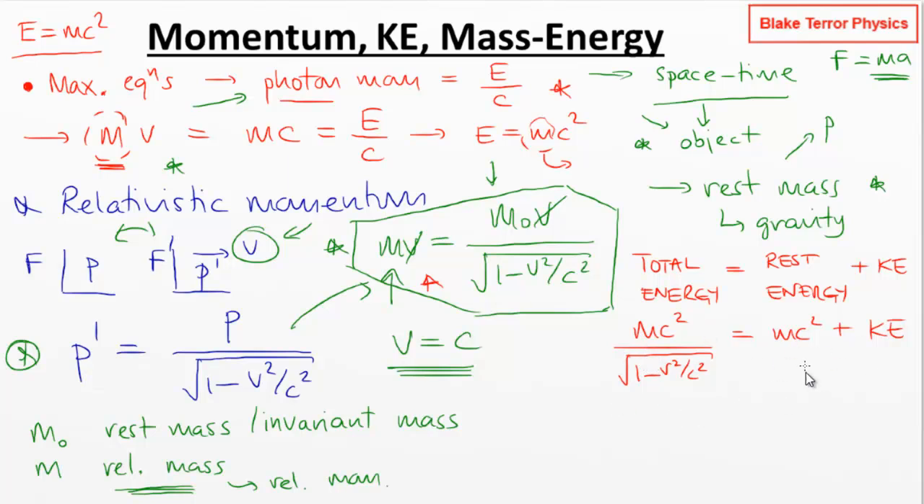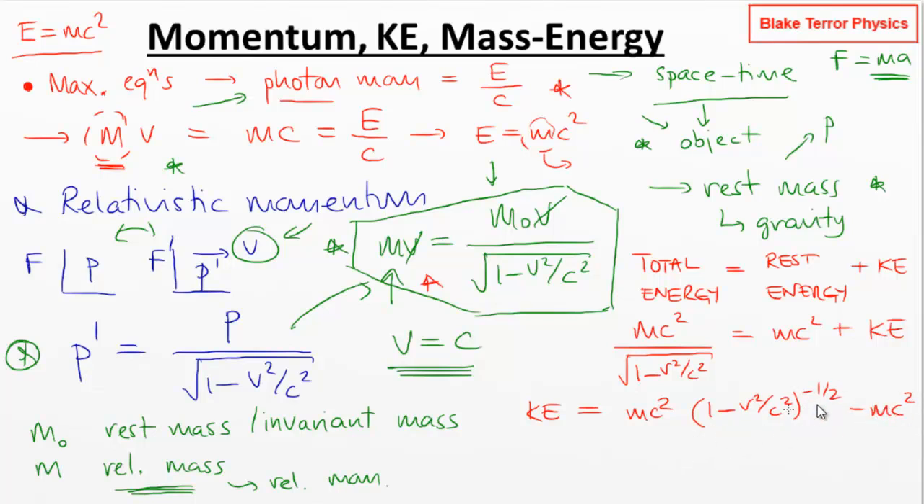But still, we've got this equation here, so we can rearrange this, say that our kinetic energy is then equal to mc squared, and then we've got our 1 minus v squared over c squared to the minus a half, and then minus mc squared.